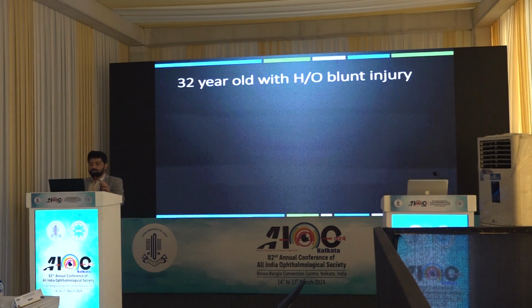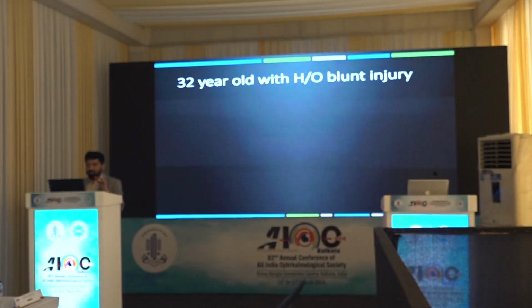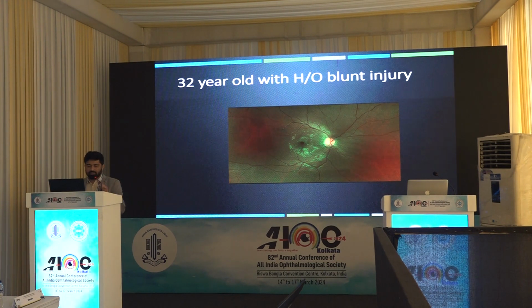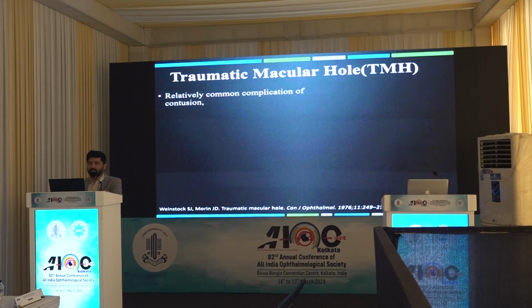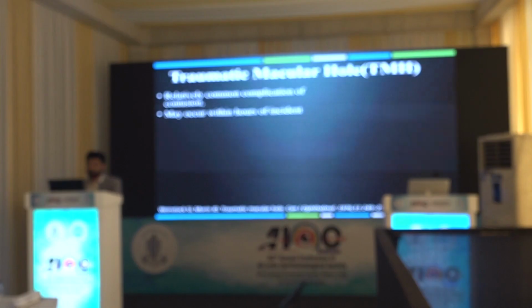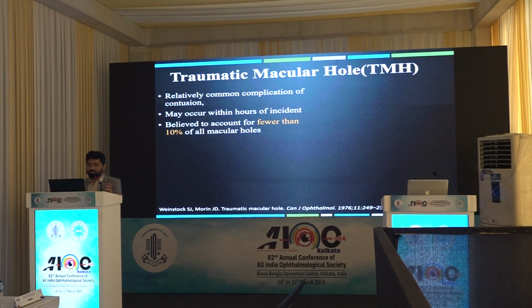So this was again one more 32-year-old with history of blunt injury, with blurred vision, like a spotter. You all can see that there is a macular hole in the center where you can see here. The traumatic macular hole is relatively a common complication after a contusion related injury, may occur within hours of incidence and believed to account for fewer than 10% of all macular holes.